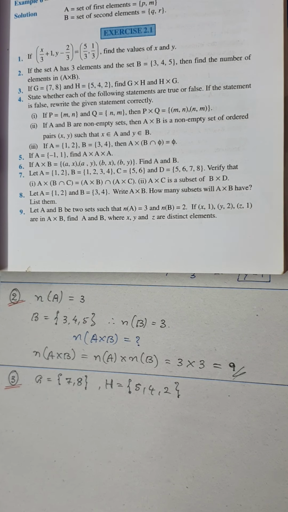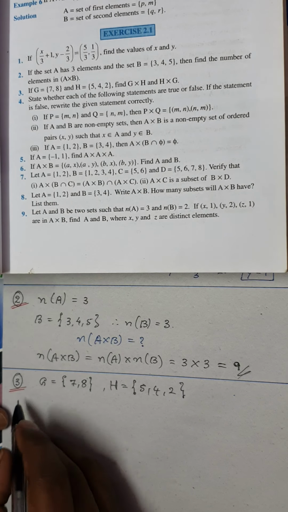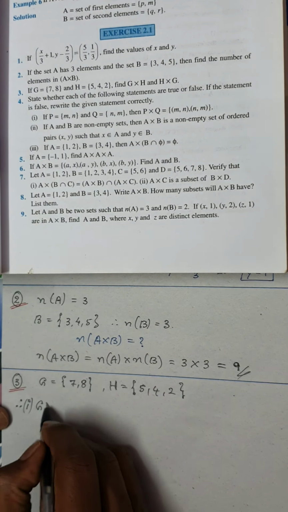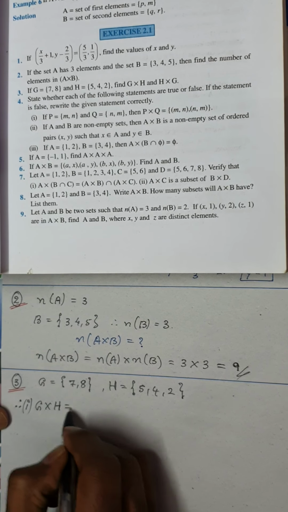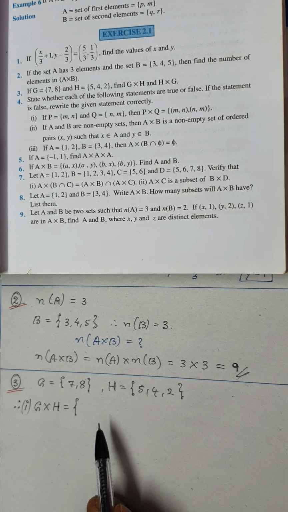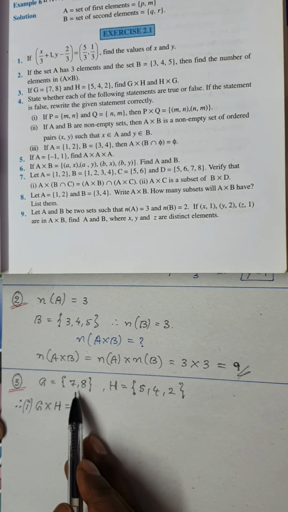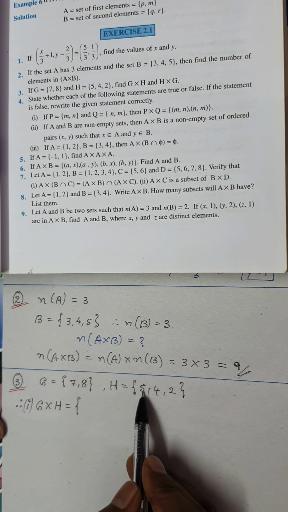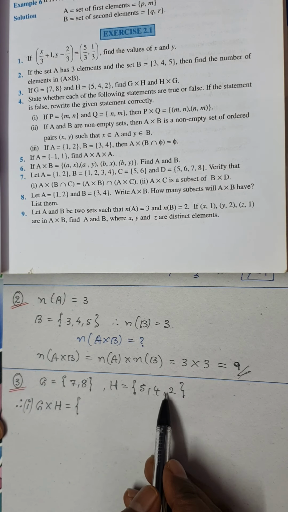You can write it as 2, 4, 5, it does not matter. It will still be the same. Now let us find G cross H. That is the first one here. Therefore, G cross H is a very simple one. Remember, you will get an ordered pair. Start pairing. This is the way I usually take it.